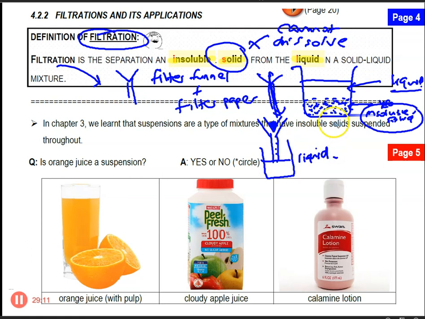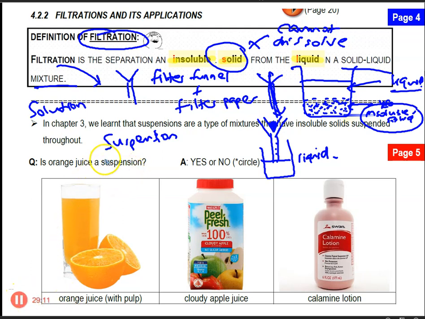Okay, so can you guess what is this solid liquid mixture that we are talking about? Is it a solution or is it a suspension? Maybe you want to take a moment and think about it. And at the same time, let's look at the question. Is orange juice a suspension? Yes or no? You may want to pause the video here to attempt the question.